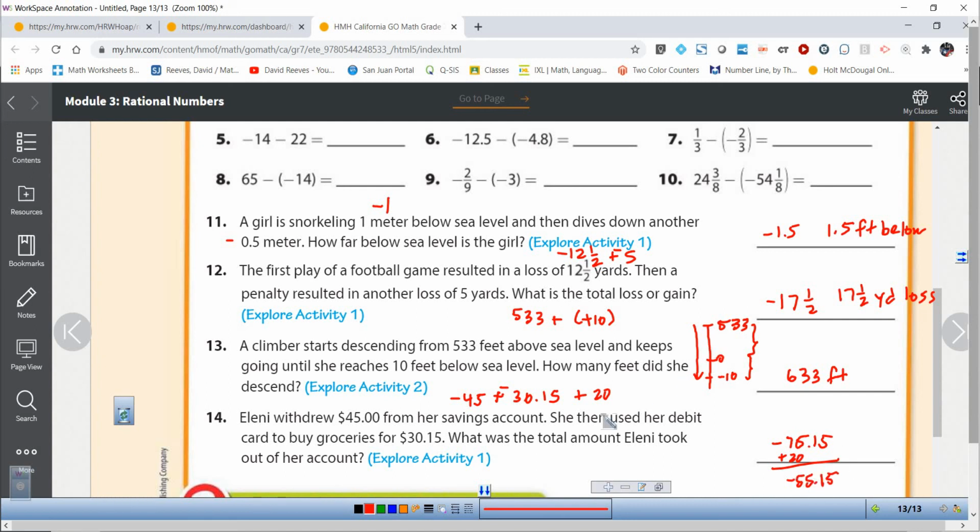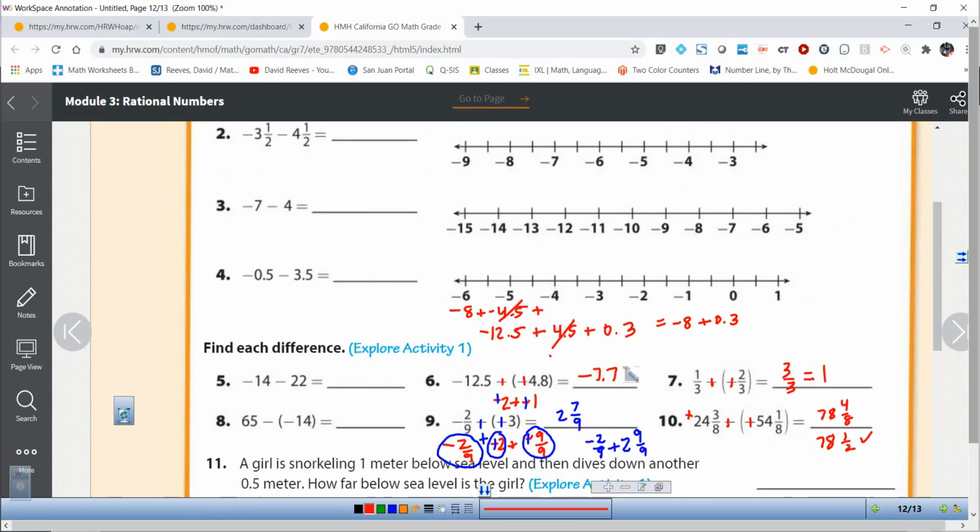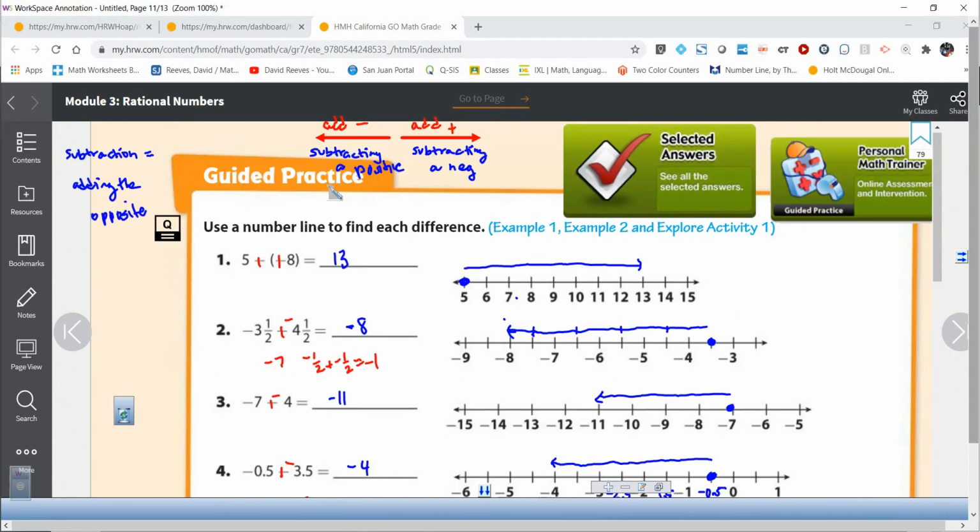I just wanted to throw that in because you are going to have some problems that mix both adding and subtracting together. But remember, any subtraction problem can be changed to adding the opposites. So every subtraction problem actually can be converted to an addition problem, and then all you have to know how to do is add.